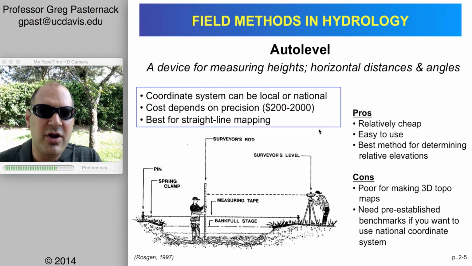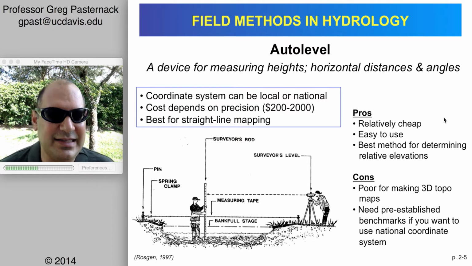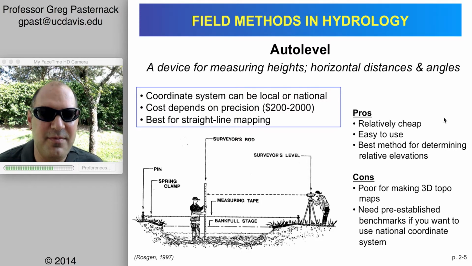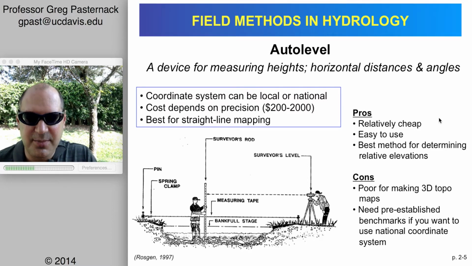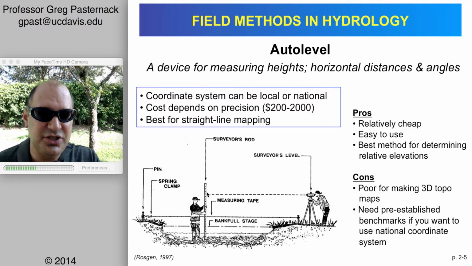So the advantages of an auto level: it's relatively inexpensive compared to the technologies I'm going to show you next. It's very easy to use. Just takes a little practice, 20-30 minutes, and you pretty much got it down. And it's the best method for just determining relative elevations along a line. So depending on how precise the graduation is along the rod, and if you're close enough to accurately read that, then you can really well tell what your positions are.